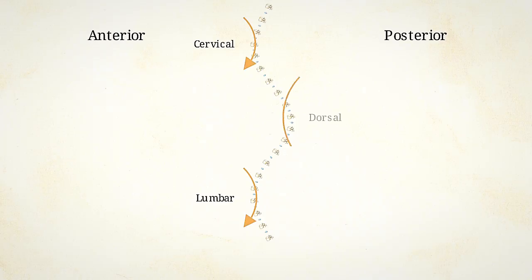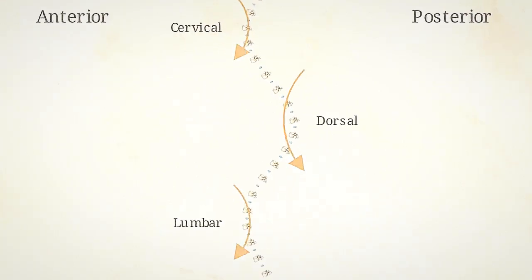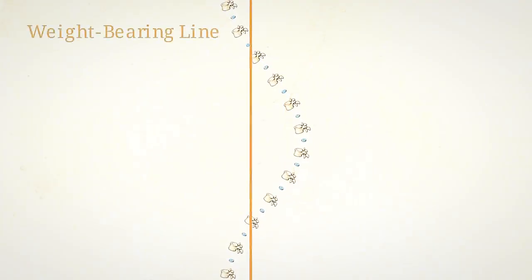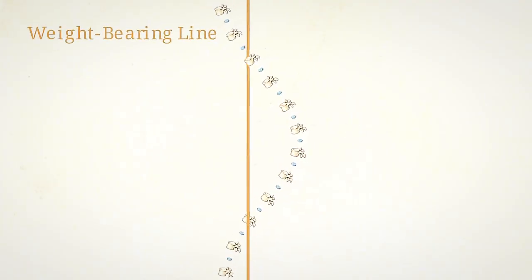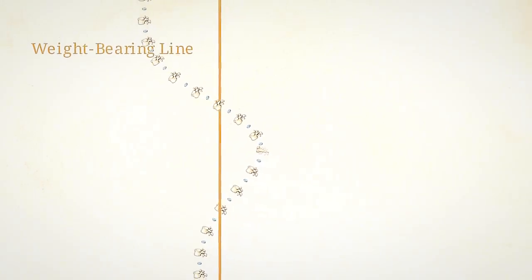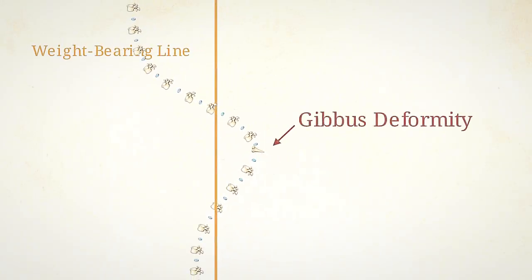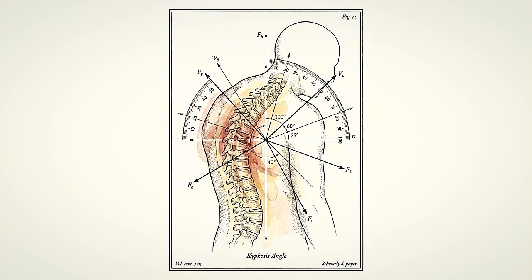Collapse shape is determined by regional biomechanics. The cervical and lumbar regions curve inward, while the dorsal spine curves outward. Here, the weight-bearing line passes anteriorly, compressing the weakened bone into a wedge shape, creating a prominent gibbus deformity. Spinal deformity in Pott's disease follows a specific logic, driven by the intersection of regional load-bearing vectors.